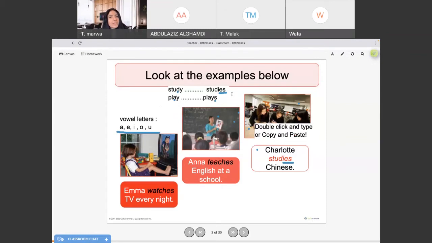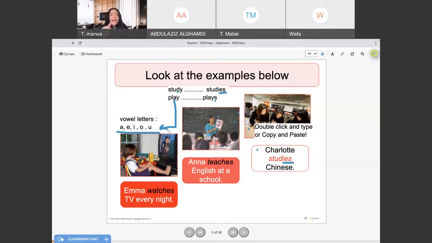Okay, IES. But why did we do so in the verb study and we didn't do that in the verb play? Why? Because what do we have before the Y? Before the Y, I have A, which is a vowel letter. Bravo. Because we have a vowel letter before Y, what should I do?